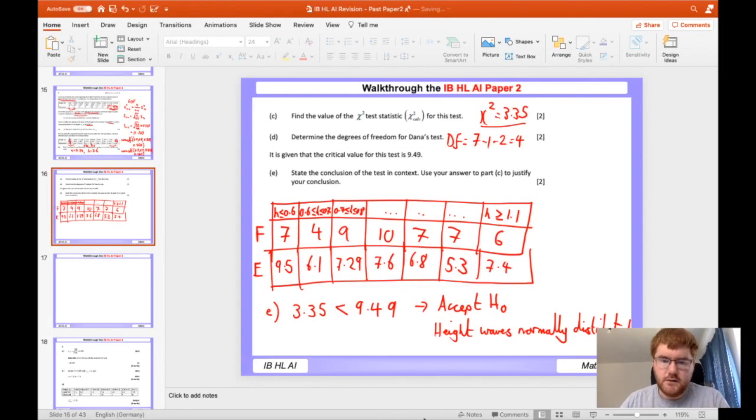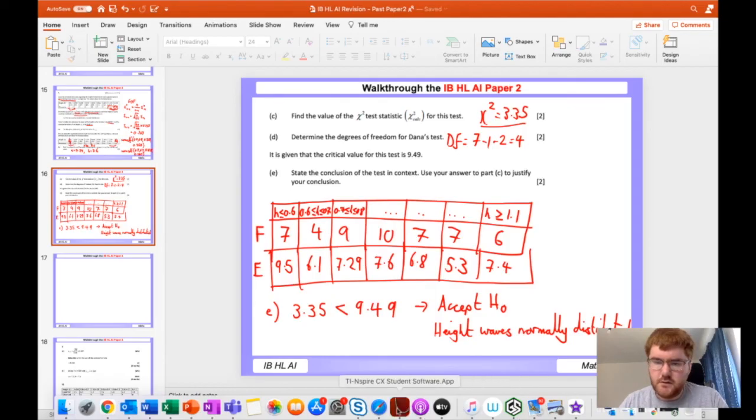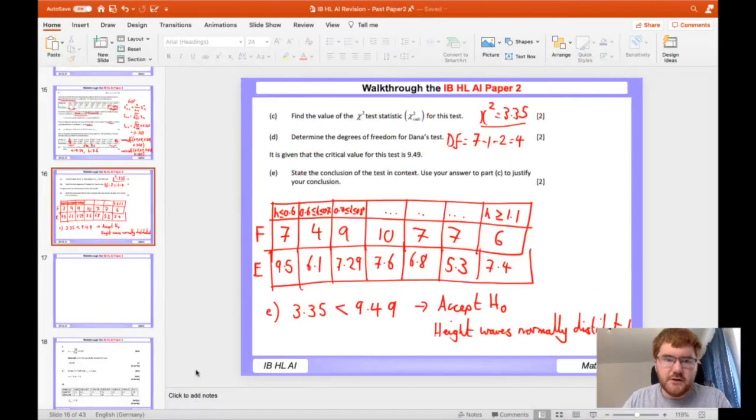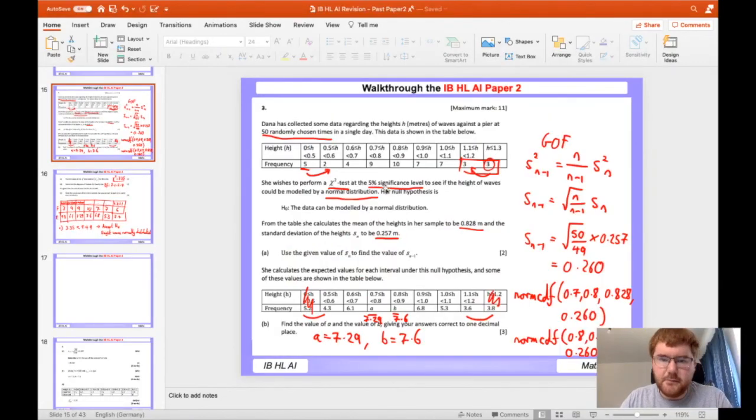Just one thing to show you before I finish as well. So if we did it by using the p-value instead, we have to be very careful. Notice the p-value is 0.5009. Our significance level, this is an alternative way of doing this question, is 0.05. And because 0.50 is far bigger than 0.05, we can also conclude we accept H0 as well. So keep that in mind.